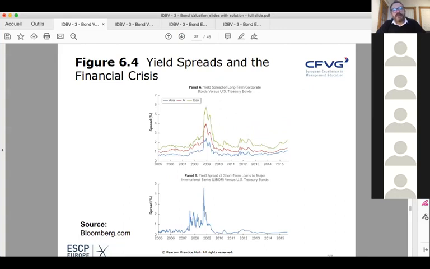A few charts to finish. The first one is about the spread for long-term corporate bonds versus US Treasury bonds during a certain period, 2005 to 2015. So you can see, this is the extra rate you have to pay. This is a spread, right? So this is the extra rate you have to pay to people who buy your bonds compared to US Treasuries.